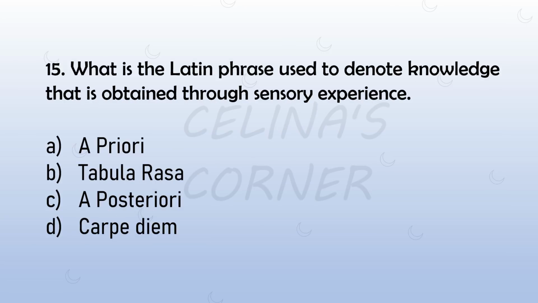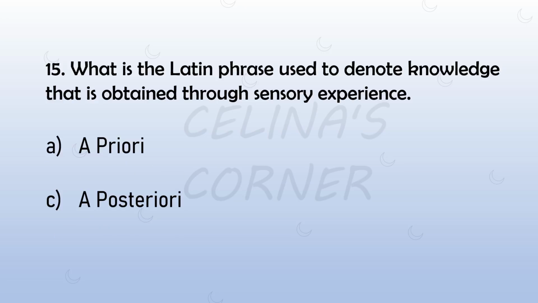Question 15. What is the Latin phrase used to denote knowledge that is obtained through sensory experience? Option A, a priori. Option B, tabula rasa. Option C, a posteriori. Option D, carpe diem. Let's remove the unnecessary options. These two are phrases that are used in philosophy. A priori is using facts or principles that you know are true to decide what the effects or results will be. So if they say that these guys are bachelors, you infer from it that they are unmarried. You didn't have to experience it or have any kind of sensory data for it.